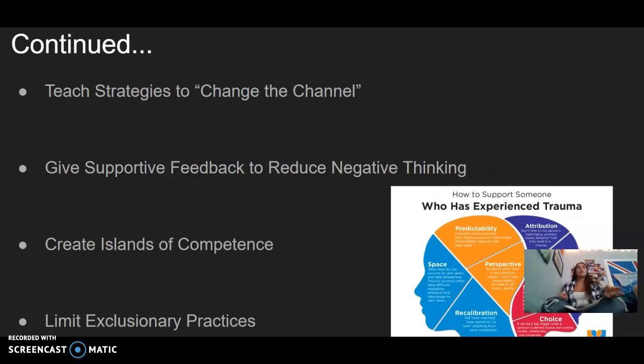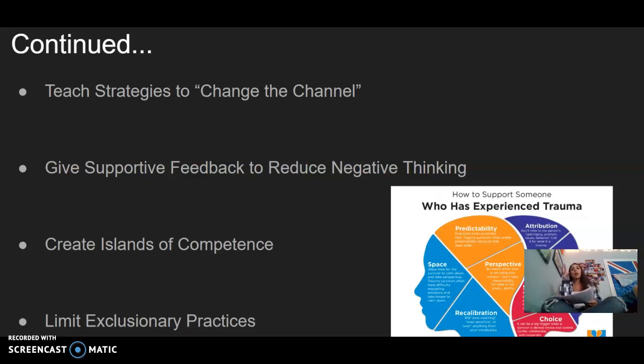Which brings us to number 6, give supportive feedback to reduce negative thinking. Some thoughtful interactions here might be smiling at them more, telling them when you're happy with them. It could mean doing a compliment sandwich. If you have to give them negative feedback, start with a positive, go to a negative, end with a positive so that they feel better about it. And then create islands of confidence. Recognizing their areas of strength is a very big one, and letting them have leadership in those areas makes them feel very confident in themselves.